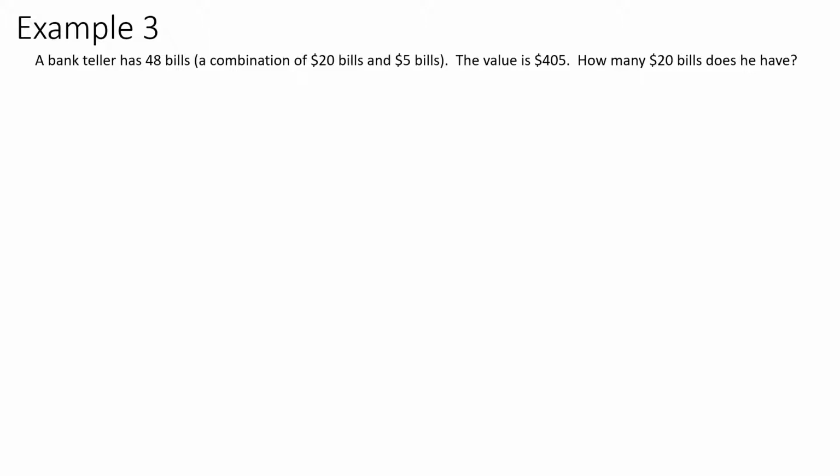The value of those 48 bills is $405. The question is, how many $20 bills does the teller have? All right, so the first thing we're going to do is define our variables. So our variables will be x equals and y equals. And we want to define our variables in such a way where if we solve for one of them, it would answer the question being asked. And the question is, how many $20 bills does the teller have? So we're going to let x equal the number of $20 bills.